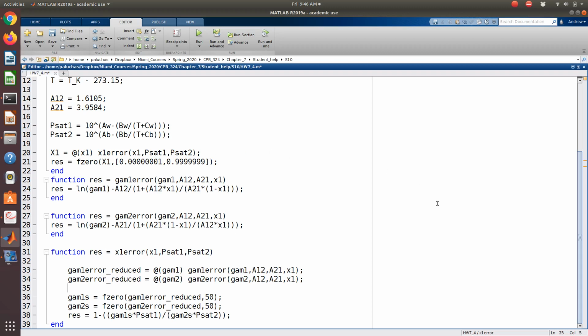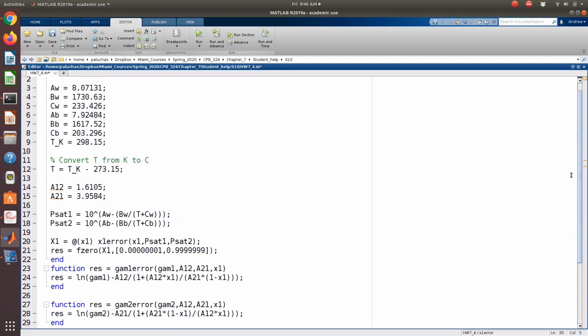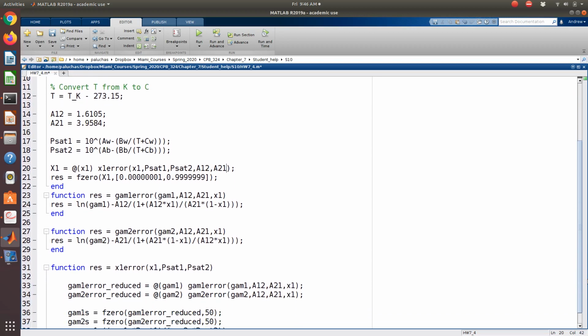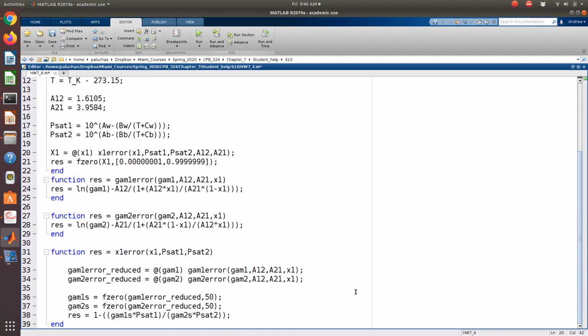So what I'm going to do then, since I have them defined up here, is just add them to the input list of X1 error, because they're already defined up here. So when I create this anonymous function, I can readily pass them since they're already defined in that command window. So now I just add them to the list. This has to match up.